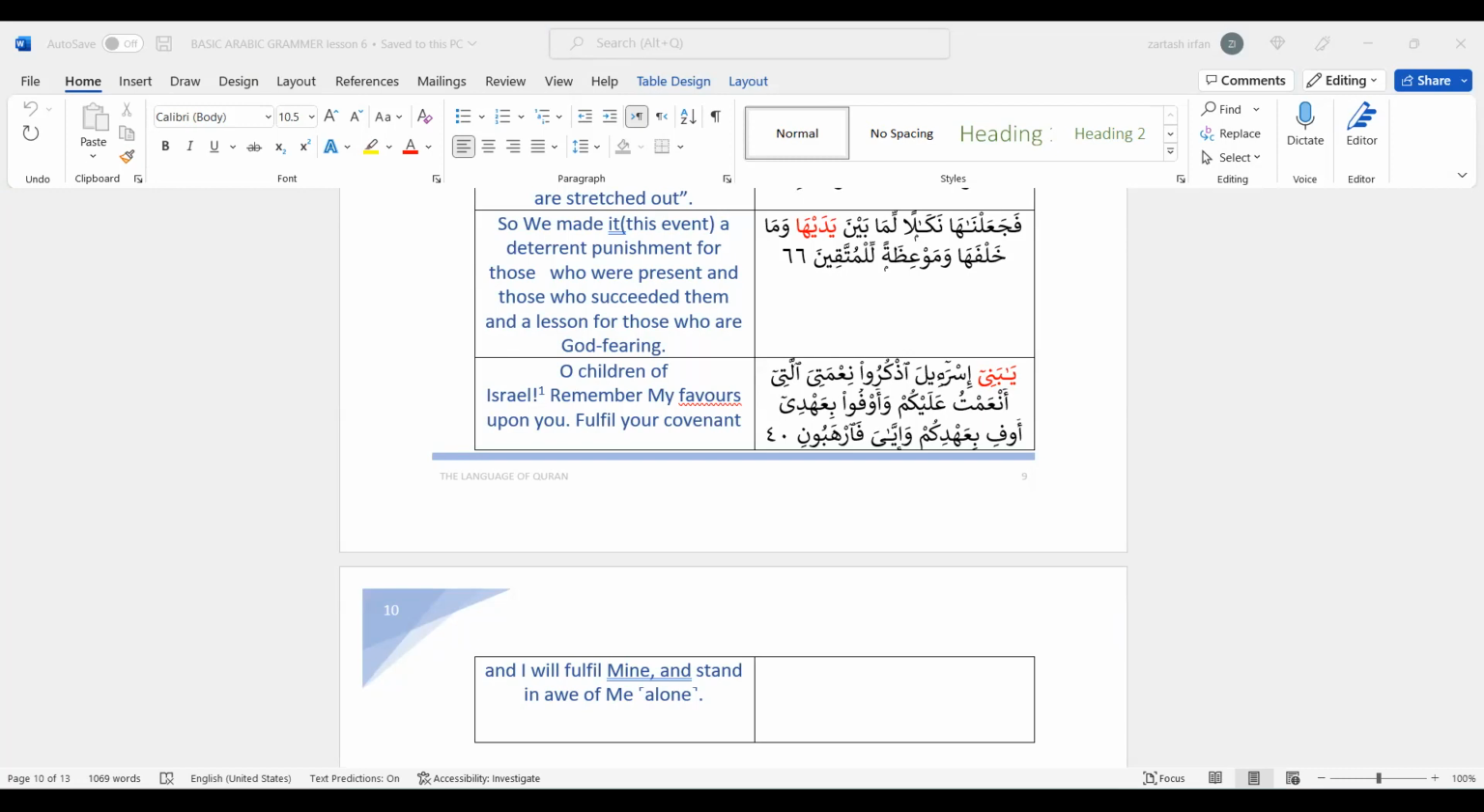So let's combine it with the idafa construction. Now we have two constructions: one is the ismul ishara and musharun ilayhi, and the other is the idafa construction, the mudaf and the mudaf ilayhi. If the musharun ilayhi, the word we are pointing to, is the mudaf, then the ismul ishara will come after the mudaf ilayhi. I know that it's quite confusing, but with the example it will be clearer.